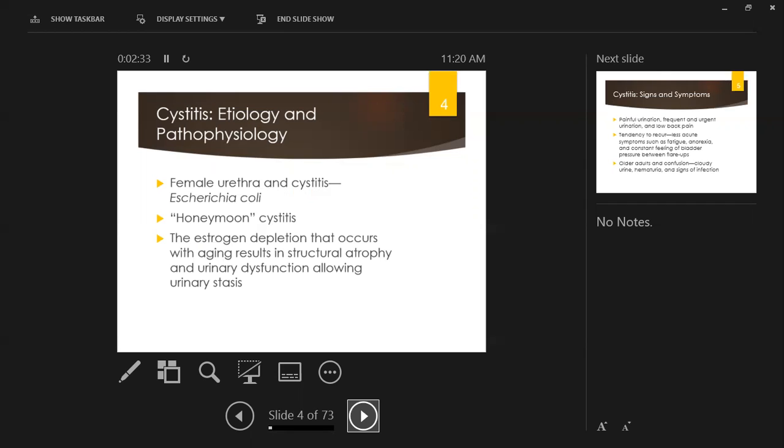The estrogen depletion that occurs with aging also results in structural atrophy, which can cause urinary dysfunction and urinary stasis. We do have estrogen creams that the doctor prescribes to these patients that they can apply topically to help increase the tissue.